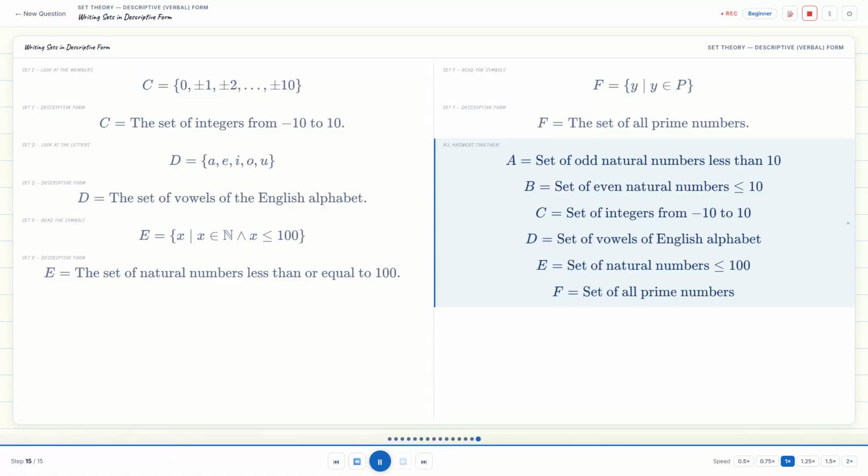Great job! Here are all 6 answers together. We looked at each set, found the pattern or the rule and wrote it as a nice sentence. That is descriptive form. You did amazing work today.